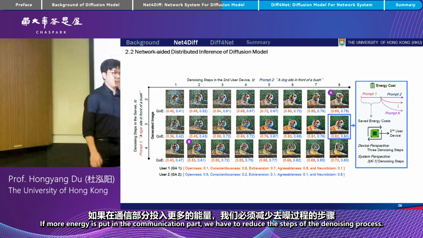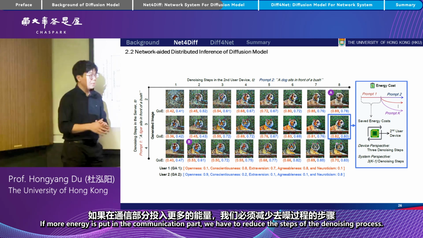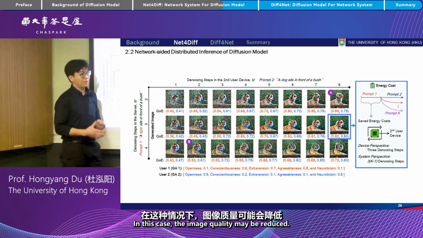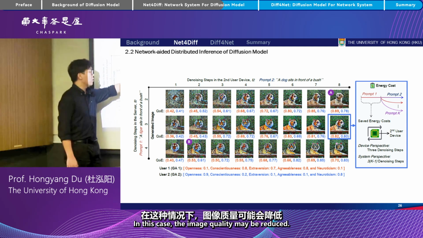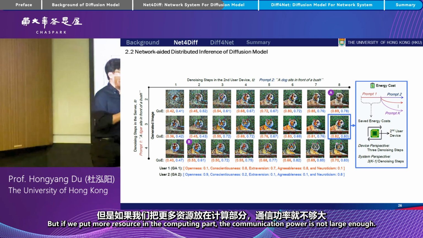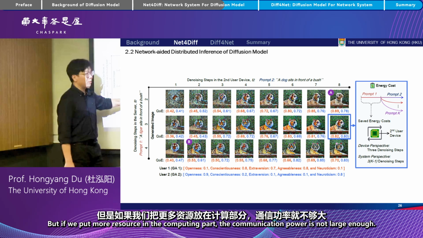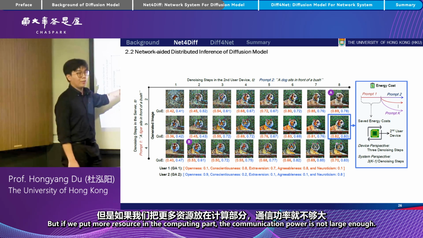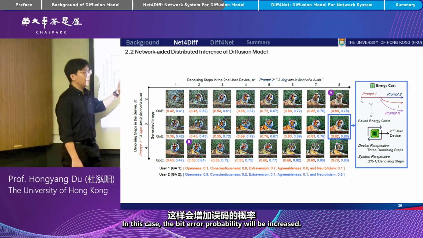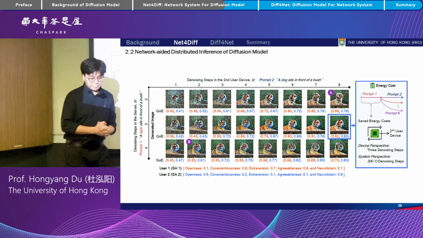If more energy is put in the communication part, we have to reduce the steps of the denoising process. In this case, the image quality may be reduced. But if we put more resources in the computing part, the communication power is not large enough. In this case, the bit error probability will be increased.